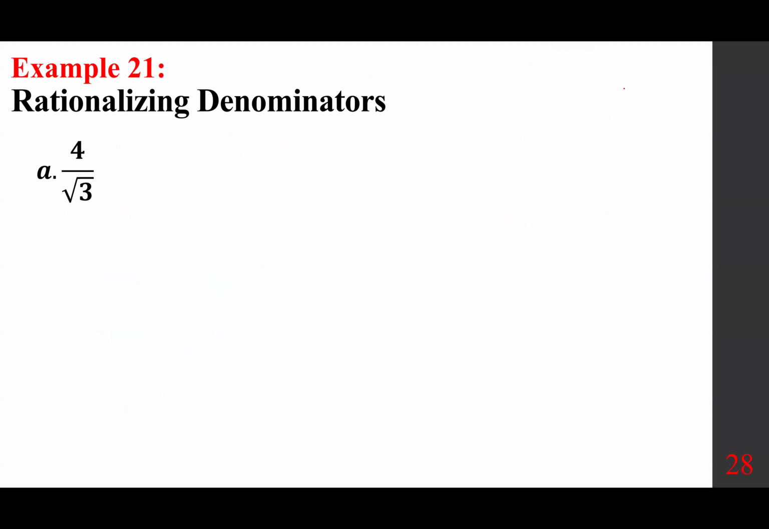If they say simplify, divide, or rationalize denominators, it means the same thing. In a case like this, you have to multiply and divide by square root of 3 over 3. Obviously, the top is 4 square root of 3. The bottom is just 3.